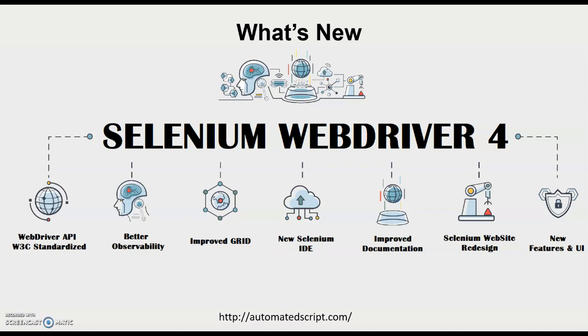Java bindings will again be backward compatible, but focusing more on the W3C protocol, and the JSON wire protocol will no longer be in use. It has the next generation Selenium IDE 4, which will be compatible with other browsers as well. It has new documentation for Selenium WebDriver 4. Also, if you are using Selenium WebDriver 4, your existing scripts will definitely not fail. If you already have Selenium scripts written in Selenium 3 and you try to use Selenium 4, your existing scripts will definitely not break.